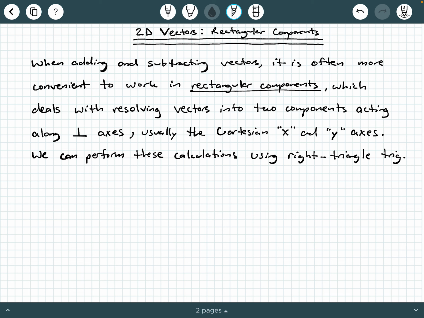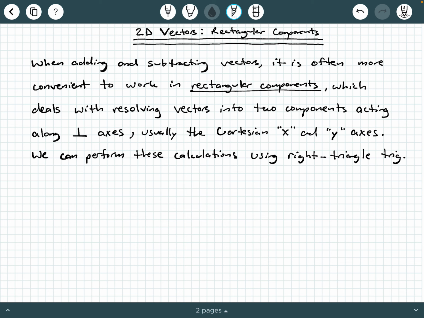So basically, when we want to add or subtract vectors, generally, it's going to be more convenient to work in these things called rectangular components, which deals with resolving vectors into two components acting along perpendicular axes. Now, what are these two sets of axes that are perpendicular to each other? Well, usually that's going to be the Cartesian x and y axes. So the x being the horizontal axis, y being the vertical axis, okay?